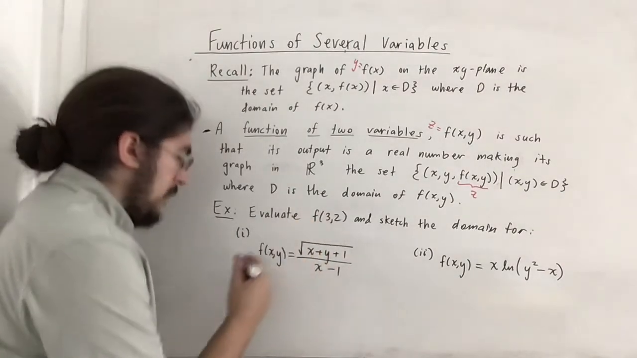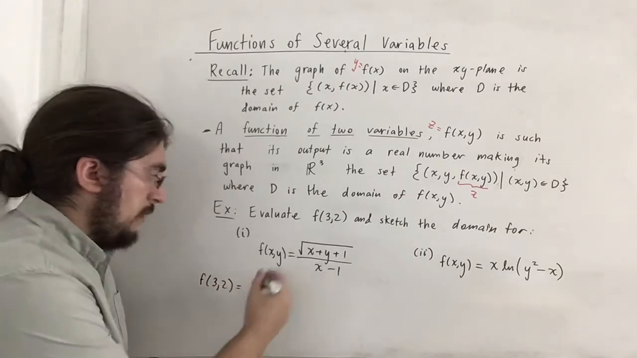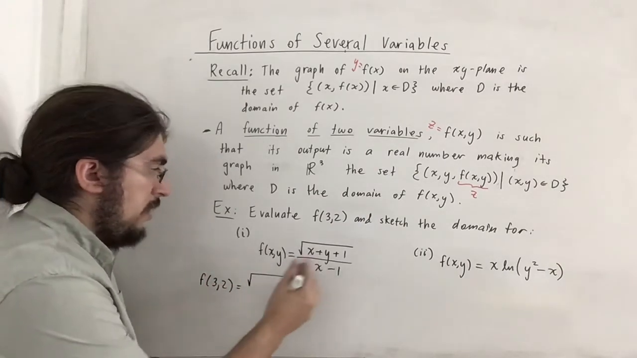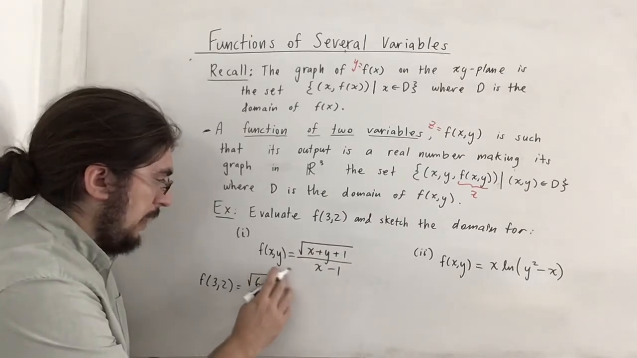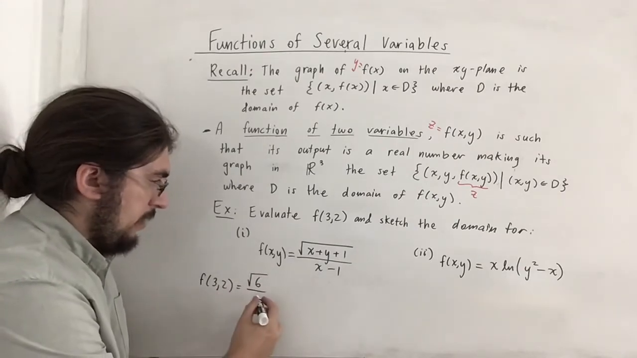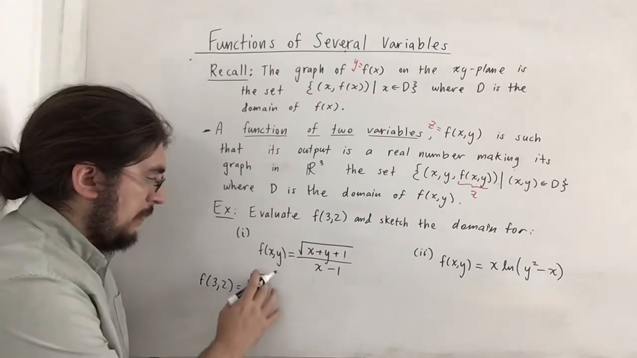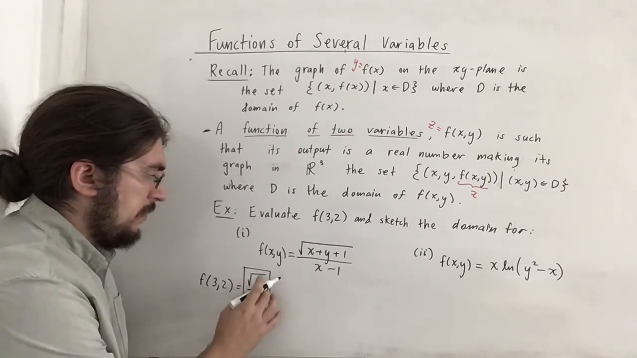So if we want to plug in 3, 2, then f of 3, 2 in this case is going to be, well, let's see, that's the square root of 3 plus 2 is 5, and plus 1 is 6. That's radical 6 on top, over x minus 1, x is 3 here, so that's going to be over 2. And I'm going to leave it like that. Radical 6 over 2. That can't really be simplified, so that's fine.